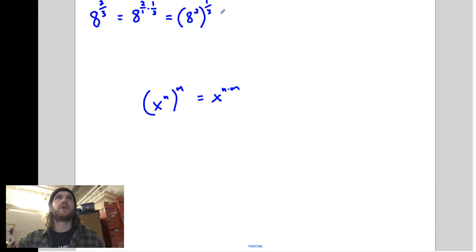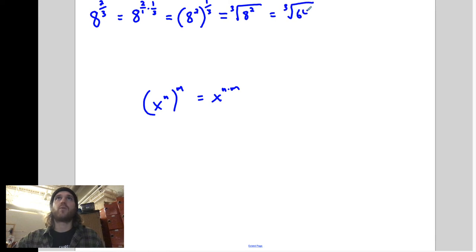Oh my goodness. Hey, but you know what? We know what this is. We know that this is 8 to the 2nd, the cube root of 8 to the second. And so what we are able to do is we can say, all right, well, 8 to the second, that's 64.